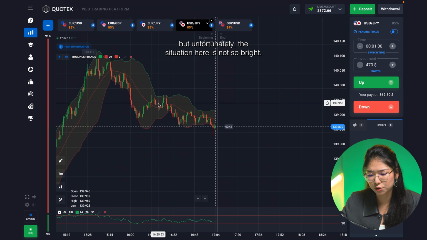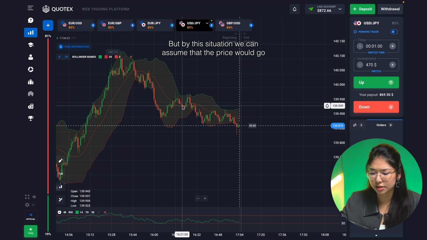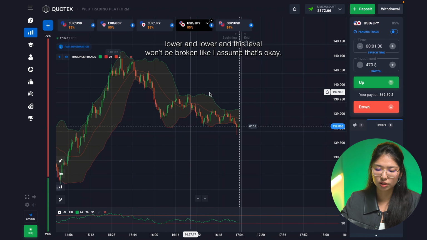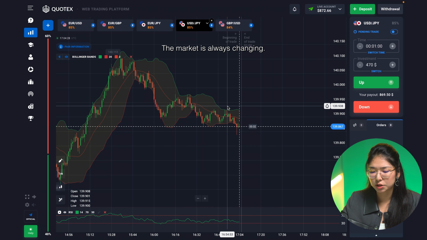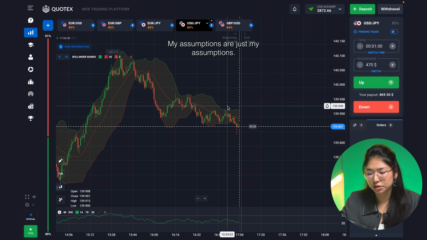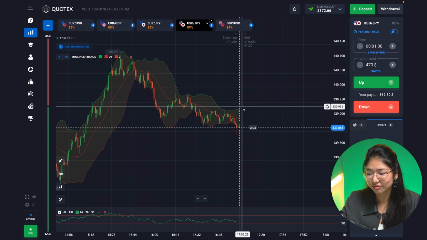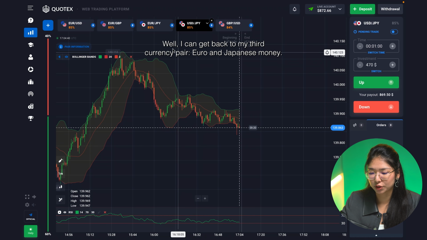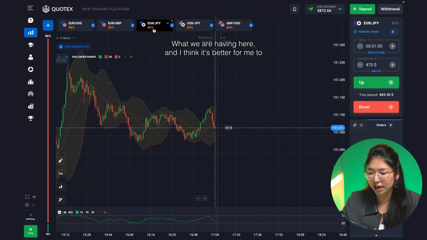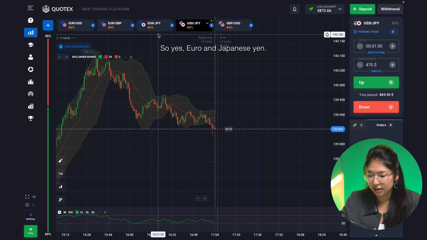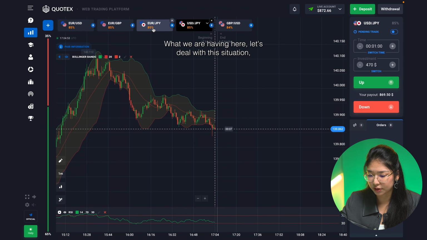But unfortunately, the situation here is not so bright. We can assume that the price would go lower and lower, and once this level is broken, I assume that's okay. The market is always changing. My assumptions are just my assumptions, and your expectations are just your expectations, guys. Well, I can get back to my favorite currency pair, euro and Japanese yen. I think it's better for me to keep trading with this currency pair. It's better than this one. Yes, euro and Japanese yen, what we are having here.